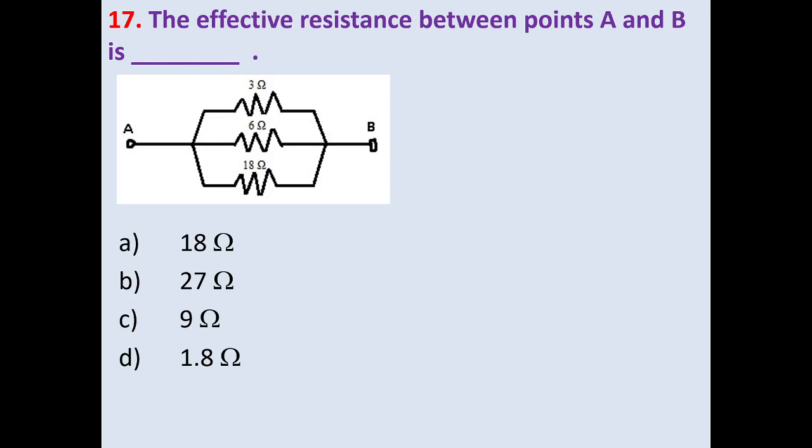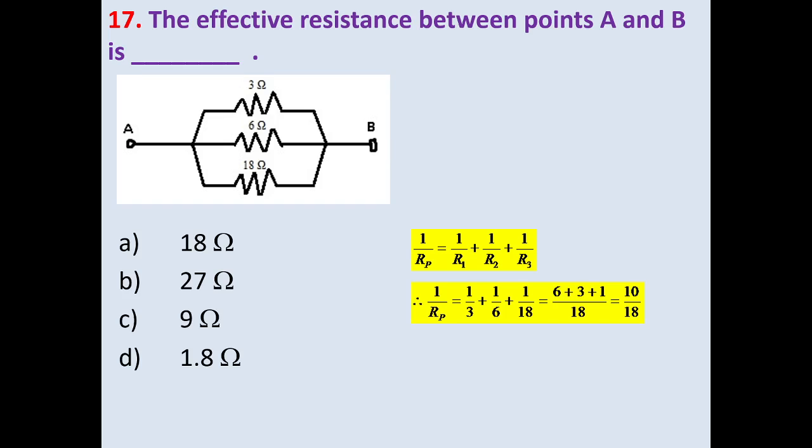The effective resistance between points A and B is. Now as you can see, in between points A and B, three resistances, these are connected in parallel. So R1 is 3 ohm, R2 is 6 ohm, R3 is 18 ohm. So we will find out effective resistance of parallel combination using formula 1 upon Rp is equal to 1 upon R1 plus 1 upon R2 plus 1 upon R3. Substituting the values, we find out Rp as 1.8 ohm.